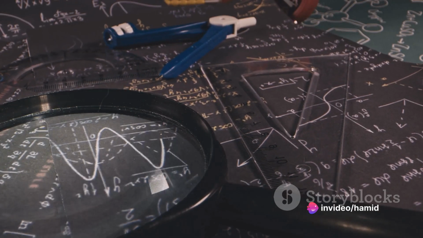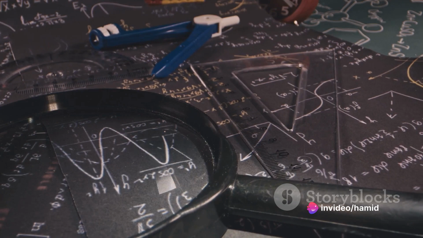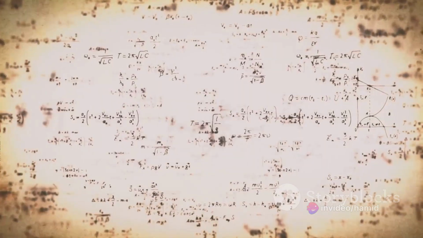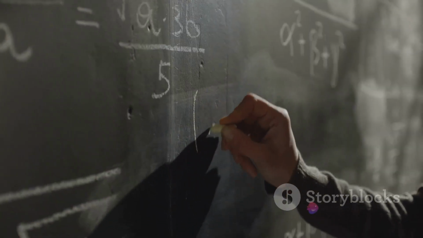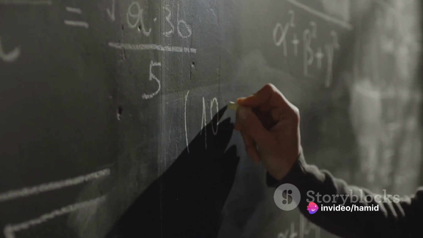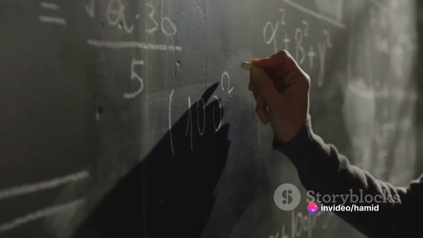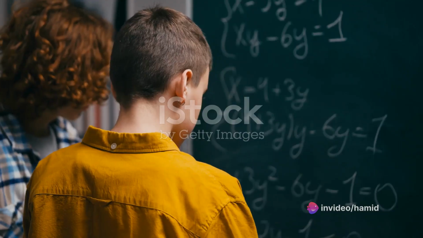equals 0. Here, a, b, and c are coefficients that shape the curve of the graph. A influences the direction and width of the parabola, b shifts it left or right, and c moves it up or down. Understanding these elements and their interplay is the key to mastering quadratic equations.